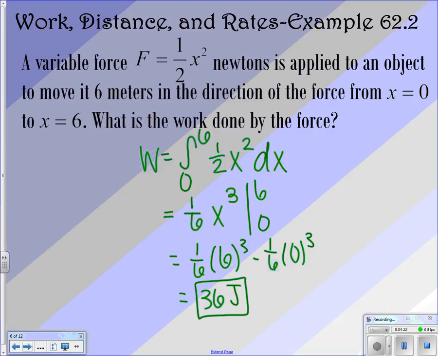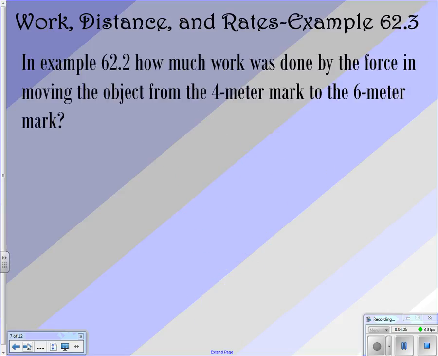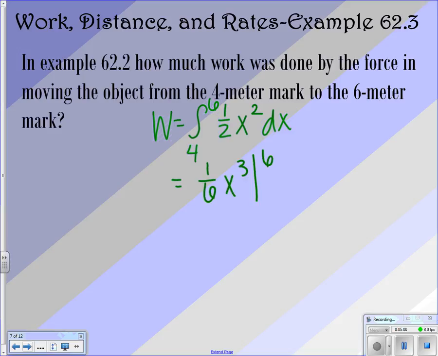Okay, so now looking at this next one, it relates to the example we just did. How much work was done in moving the object from the 4 meter mark to the 6 meter mark? So we're moving it 2 meters. We're going from 4 to 6, and our force function was 1/2 x squared, with respect to x. So we integrate, we have 1/6 x cubed from 6 to 4. So we have 1/6 of 6 cubed minus 1/6 of 4 cubed.